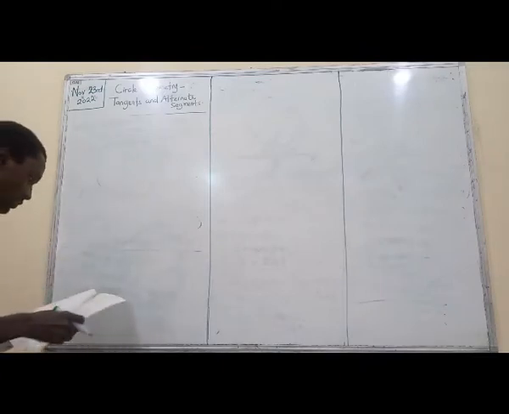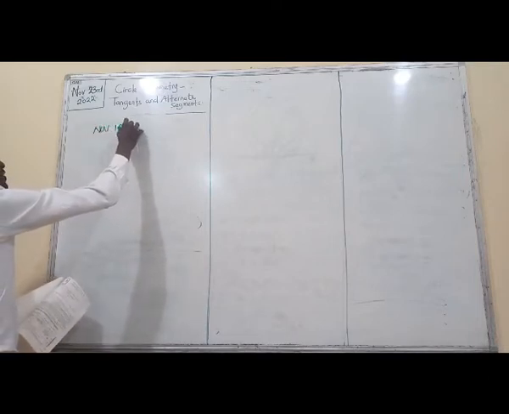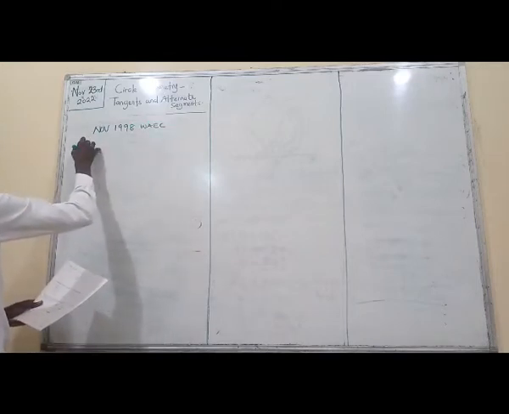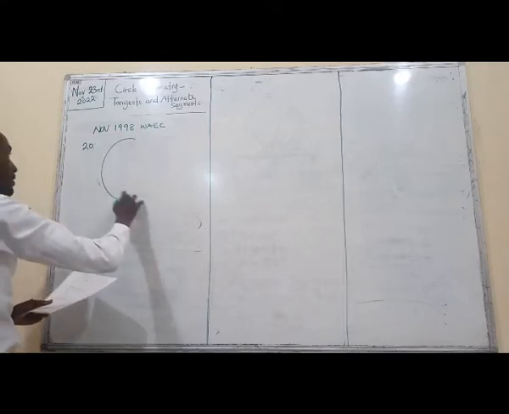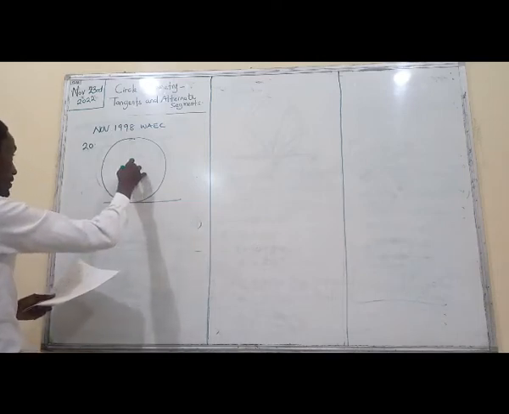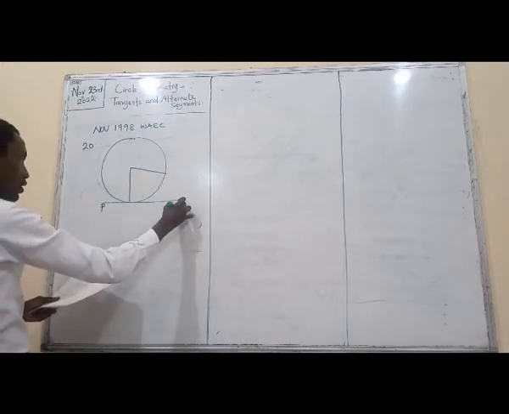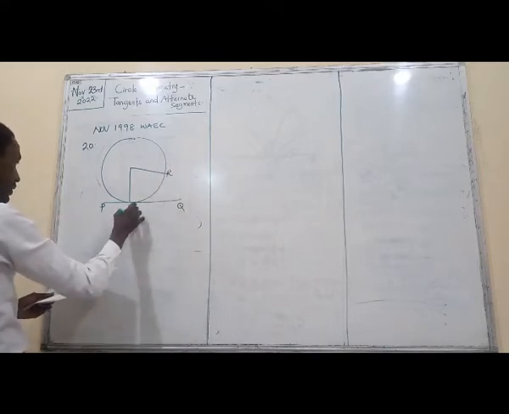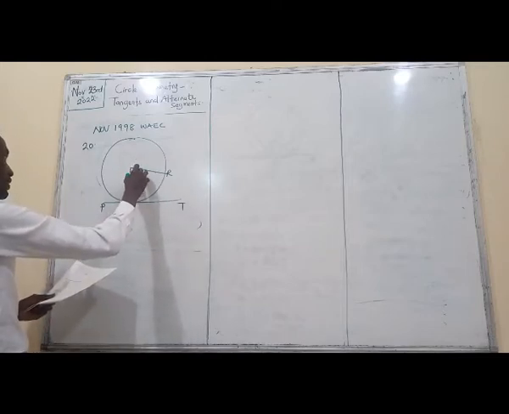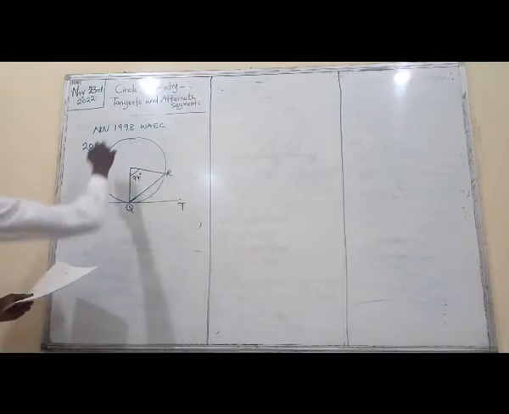This one is taken from November 1998 WAEC, and it's actually an OBJ question, question 20. And as the practice, I will try to draw the diagram, and it's a tangent from the center. This is P, Q, and R. All right, this is P, Q, T. This angle here is 74 degrees. Oh, sorry about that. That should be something like this. Then I have this.